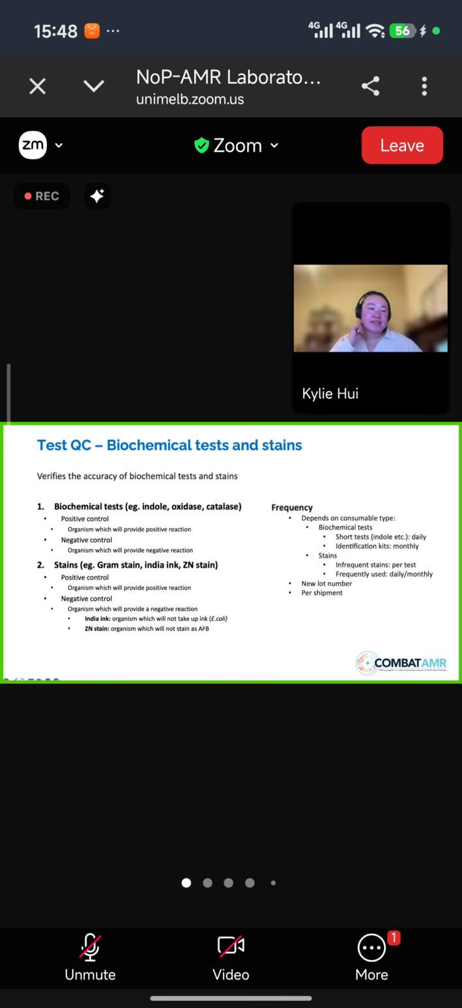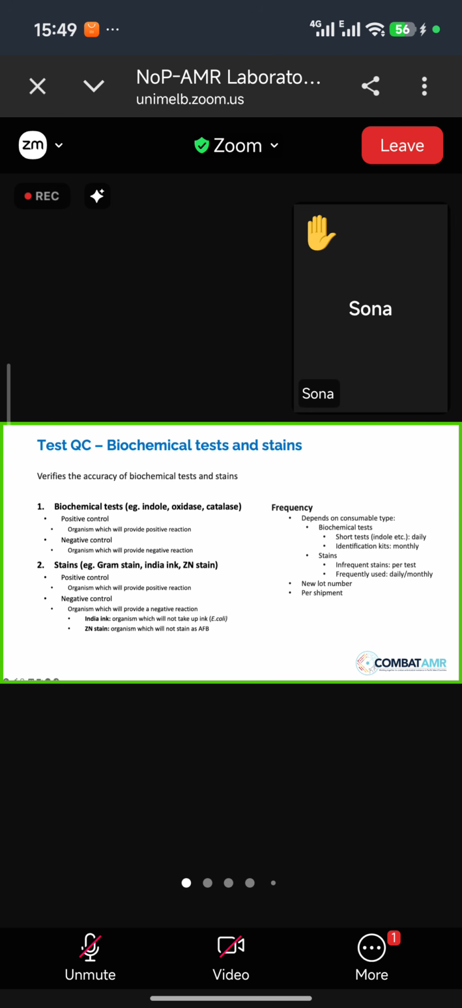Does that make sense? Because in a sense, you can't really run the QC and then say that, okay, this is going to work for the next 7 days, particularly if it doesn't come with a manufacturer expiry date. Does that make sense, Suna?